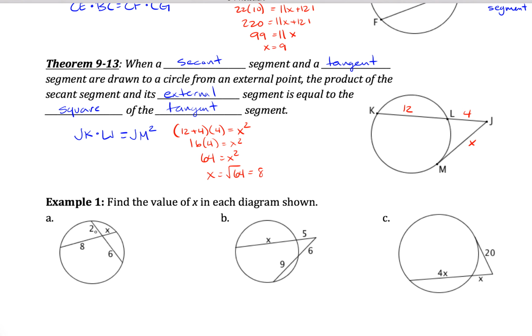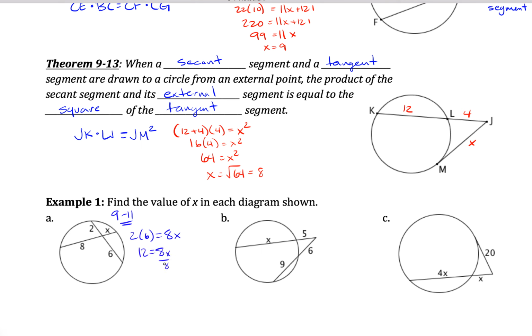Okay, so let's look at example 1a. This is using theorem 9-11, because we have 2 chords intersecting. So all we're going to do in example A is take the 2 times the 6, the parts of this chord, multiply them together, and that should equal the 2 parts of this chord multiplied together, which is an 8 times an x. So that'll be 12 equals 8x.